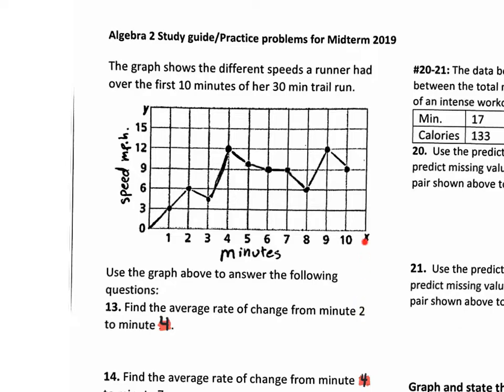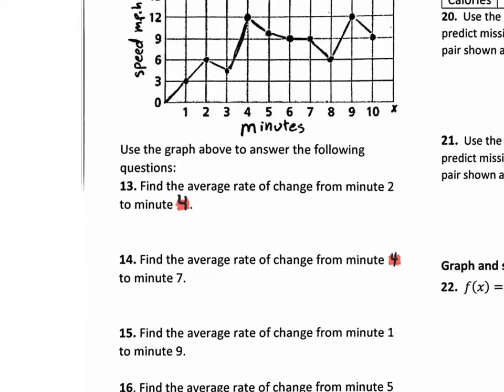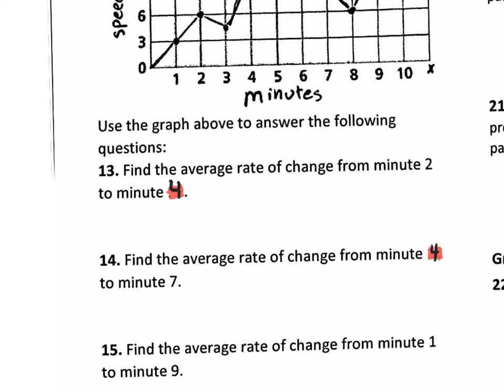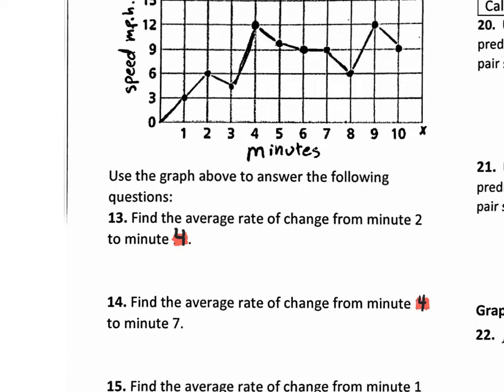So there are several questions in regard to this graph. On the midterm, there's only one, okay? So let's look at number 13. It says, find the average rate of change. First thing we need to know is what that means.